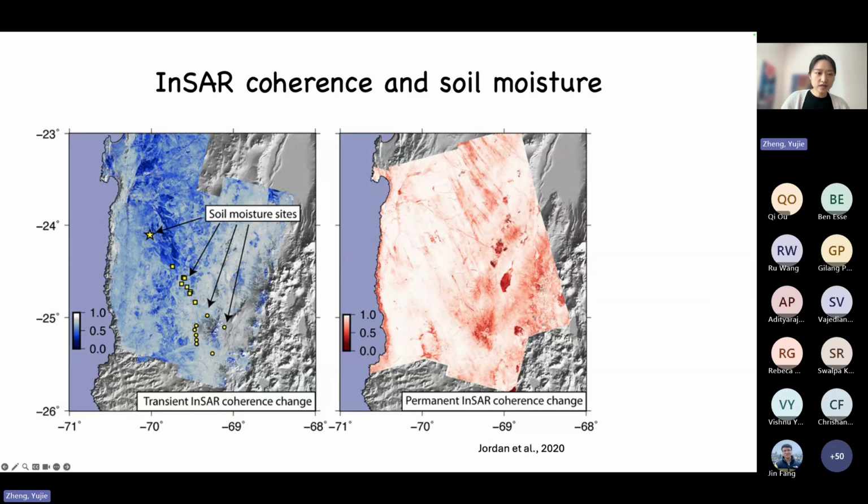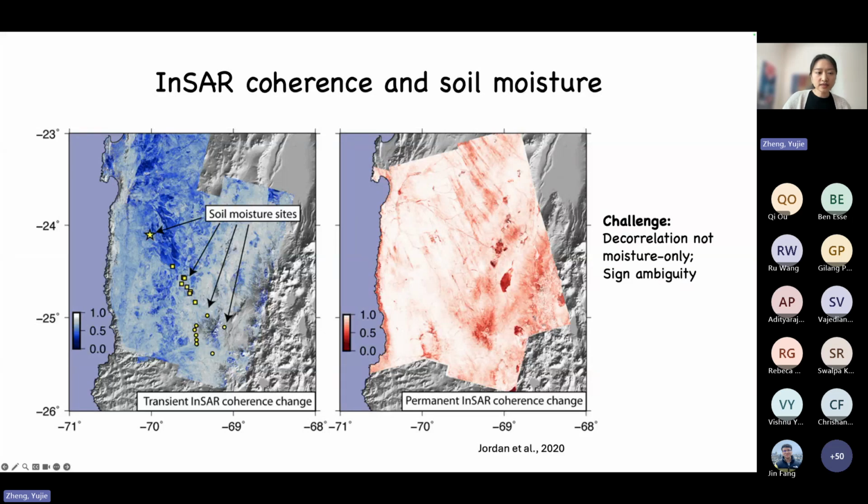On the left is showing the transient InSAR coherence change associated with the rainfall and the moisture change. And on the right is the permanent InSAR coherence change that is associated with lasting modifications for the scattering surface. So the transient component can be interpreted and modeled for soil moisture. And so this approach obviously requires decoupling of multiple processes that can lead to decorrelation.